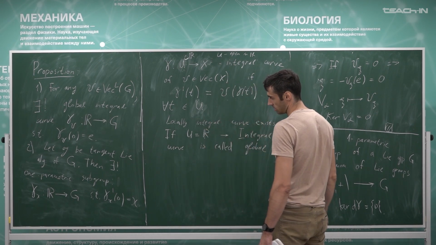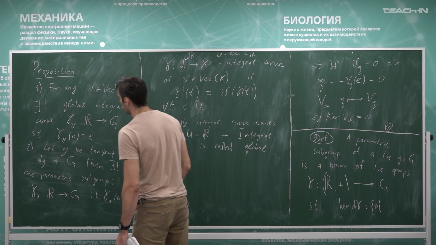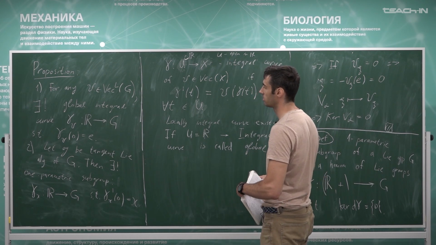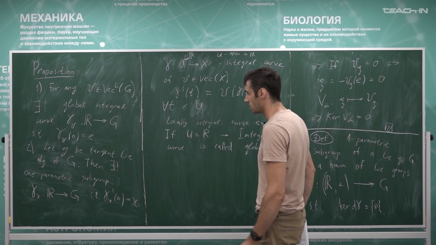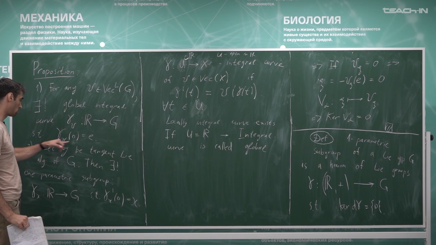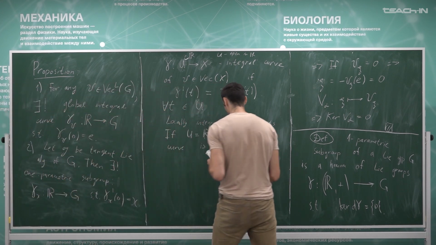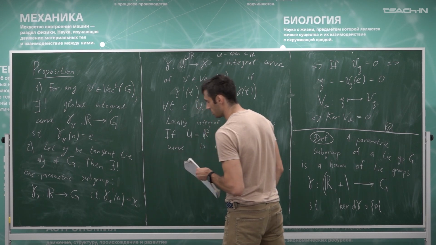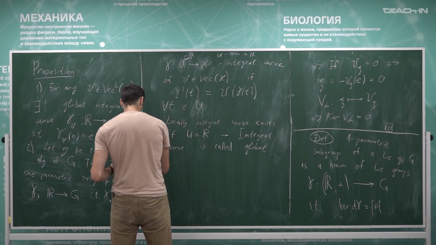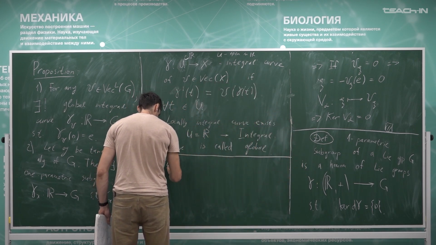But the existence of this thing is not given, and the first part of this proposition says that in this particular case, if I have a left-invariant vector field on G, it has a global integral curve going through the identity in G. And the second part relates it to one-parametric subgroups. Okay, so let's prove it. We'll prove both of these parts more or less simultaneously. So, proof.